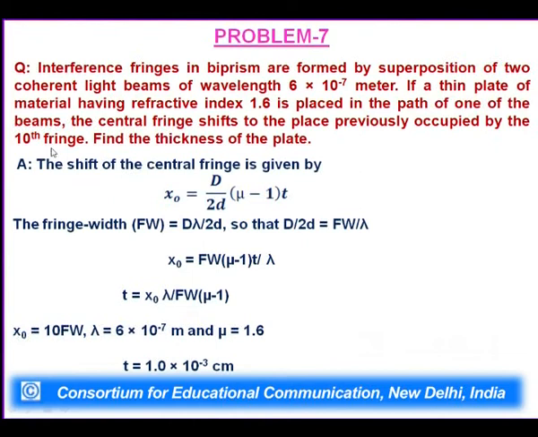Here we have given the 10th fringe, and the value of lambda is 6 into 10 to the power minus 7 meter. The refractive index is already given, mu is equal to 1.6. Put all the values in this formula and we can calculate the thickness of the mica sheet or any sheet introduced between the path of the ray, which is equal to 1.0 into 10 power minus 3 centimeter.